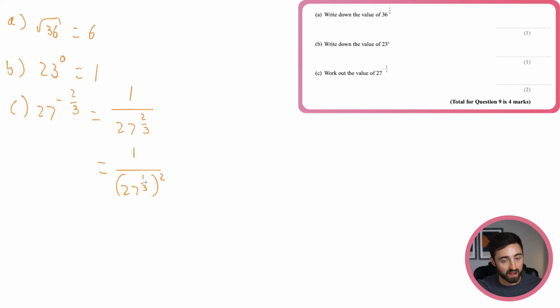You could do it the other way. However, if I was to do 27 squared, I'd get some crazy big number. Then I'd have to do that to the 3rd. It's going to be really difficult. That's why I say start at the bottom, because you're going to get nice small numbers. So 27 to the 3rd is the same as the cube root of 27, which happens to be 3. That's why it's so much easier to go down here, because now I just have to do 3 squared, which is 9. So the answer here is 1 over 9.